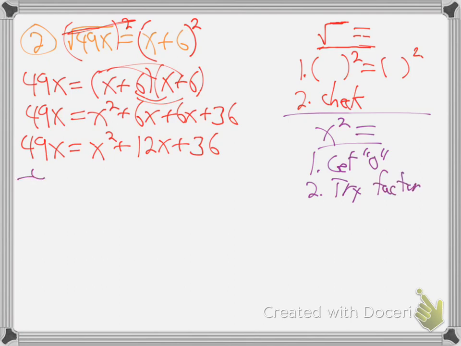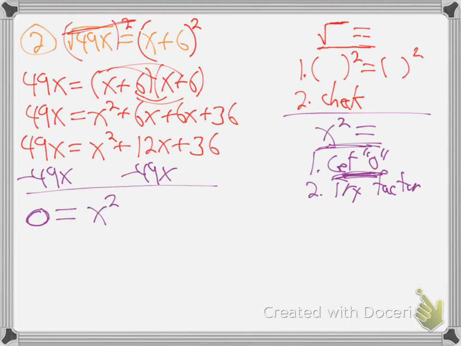So I've got to get a 0, so I've got to subtract 49x. Getting the hang of that? Whenever x squared shows up, you get a 0 first. And then you try to factor or use the quadratic formula. So we get 0 equals x squared minus 37x plus 36.